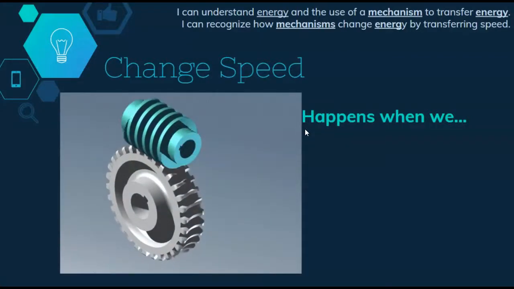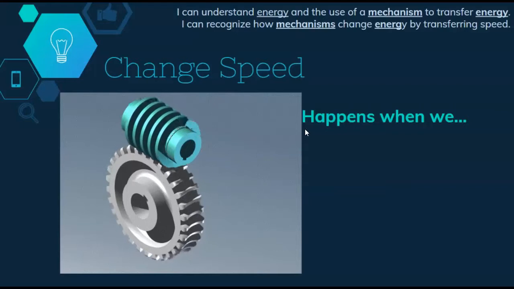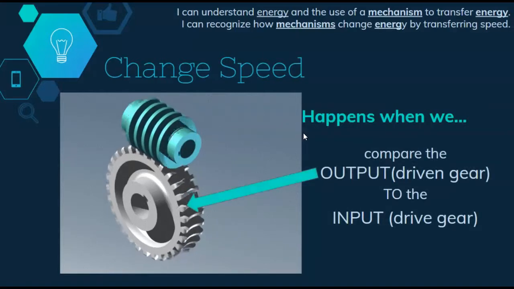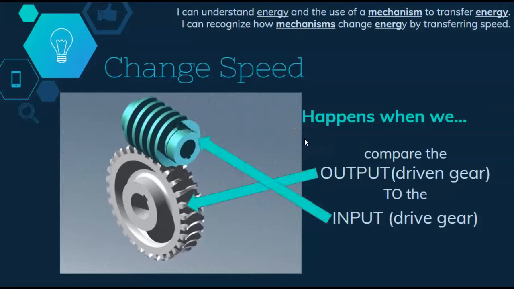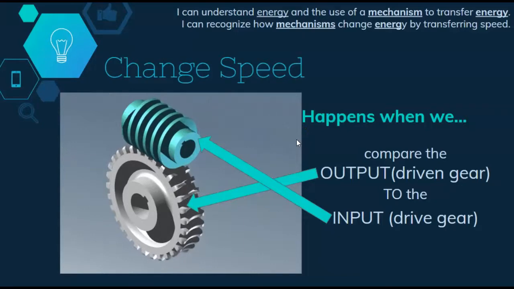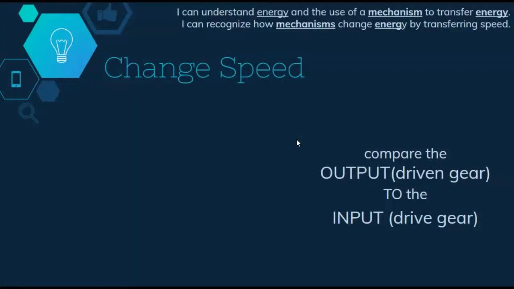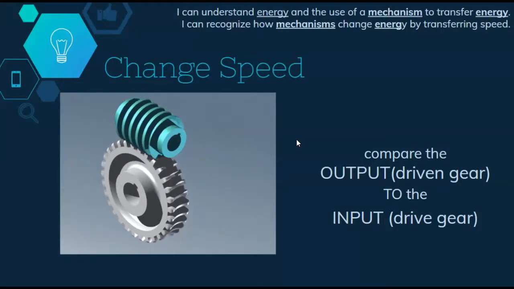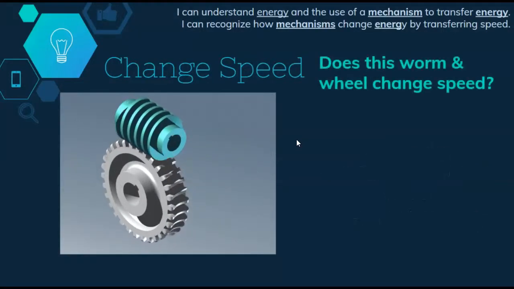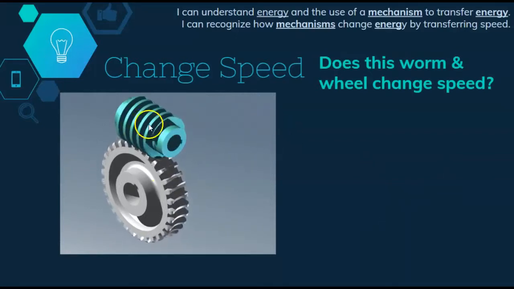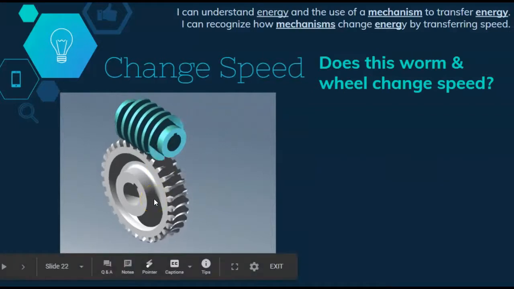Changing speed. In this mechanism, we have two gears spinning. So are we observing a change in speed? Well, we're going to be comparing our output movement to our input movement. The question again is, do we see a change in speed? So, what's the answer when we're comparing the output to the input? Does this worm and wheel change the speed? Is my worm gear spinning differently than my wheel gear?